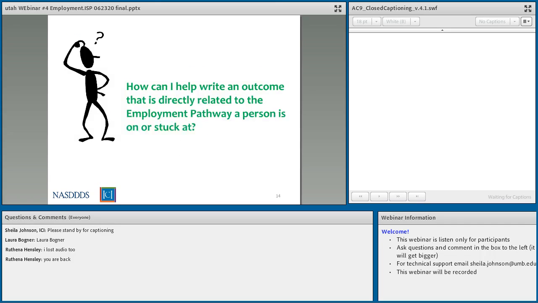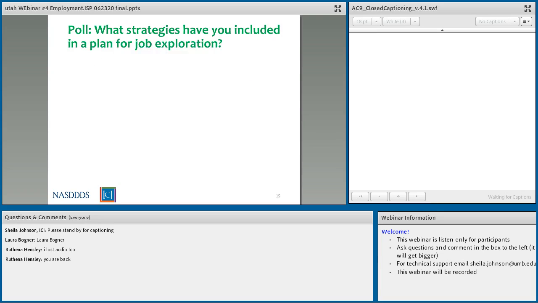So John and I are going to talk a little bit later on about writing outcomes. And you probably often think to yourself, how can I help write an outcome that's directly related to the employment pathway a person is on, or if they're stuck at it? Outcomes make a difference in people's lives. They determine what needs to change. They determine what needs to stay the same. And they're the result of learning who a person is, what matters to them, and what supports they need to lead happy lives. John, I'm going to turn it over to you.